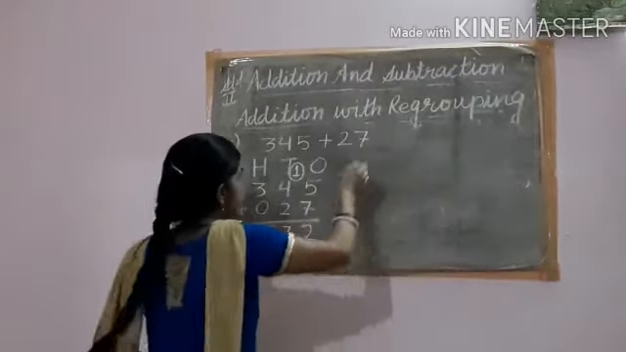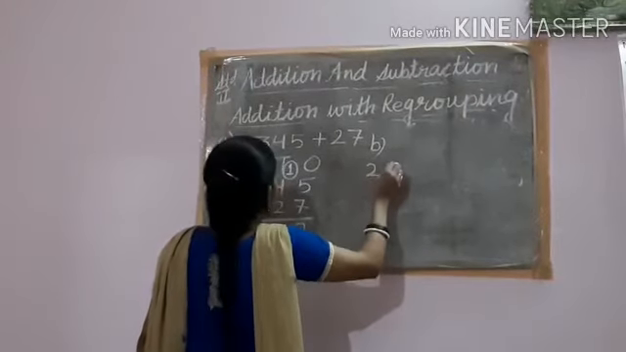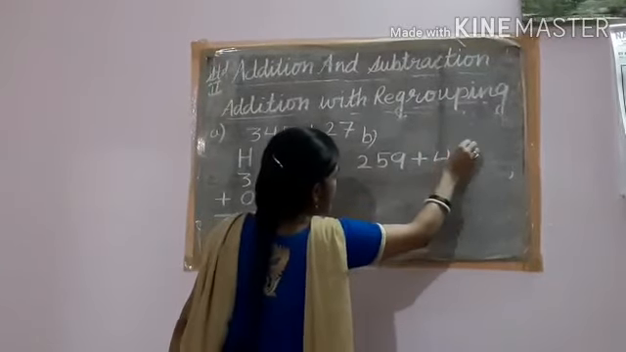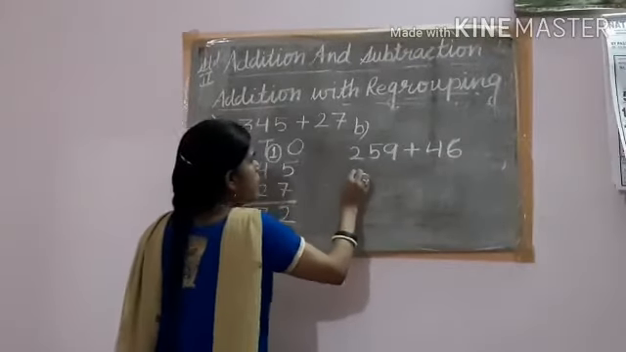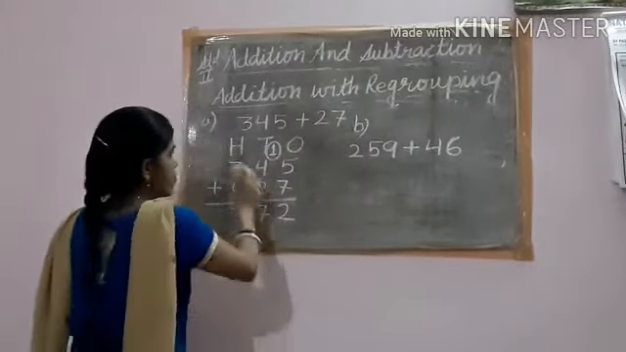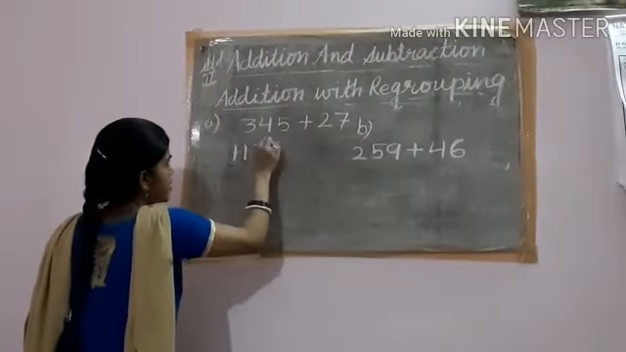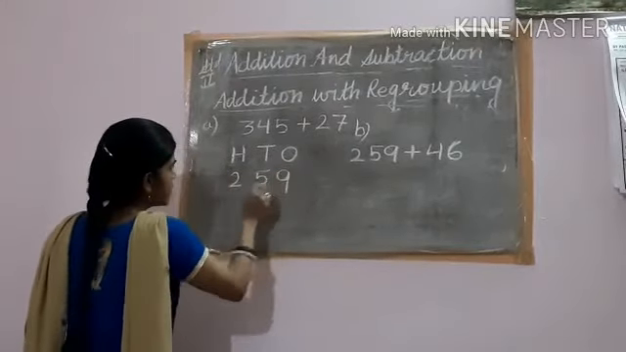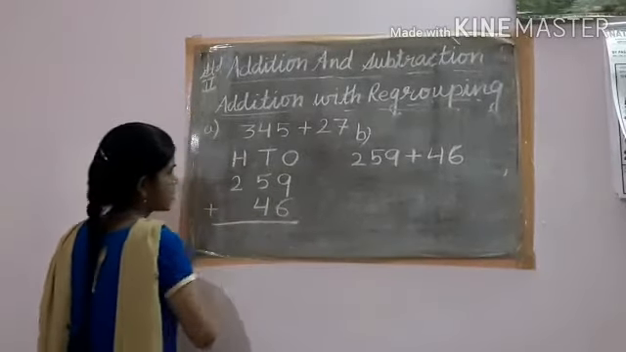One more you can see. The numbers are 259 plus 46. Okay. Same way arranging. Now it is better to rub here, and again I will write hundreds, tens and ones. 259 and then the sign of addition, 46.